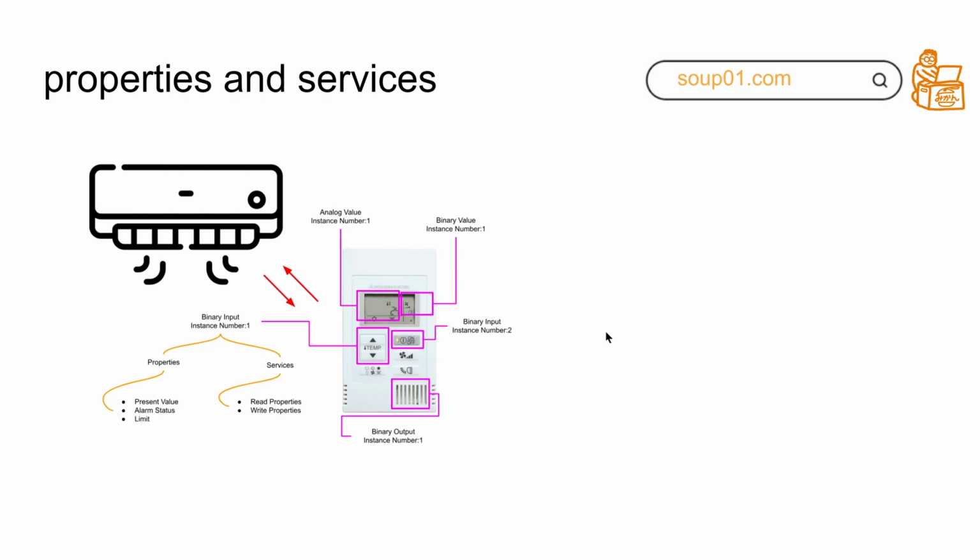For each object type, BACnet provides properties and services. For example, in here you have this binary input with instance number 1. You have properties, for example the present value, the alarm status, and the limit. Then you have services to read this value and to write this value.